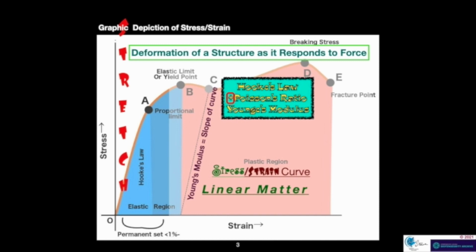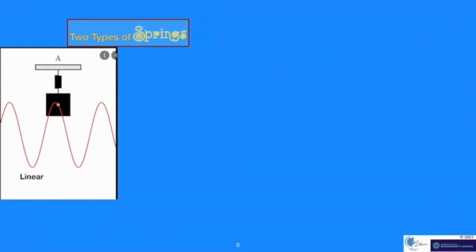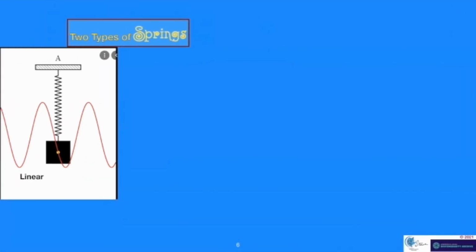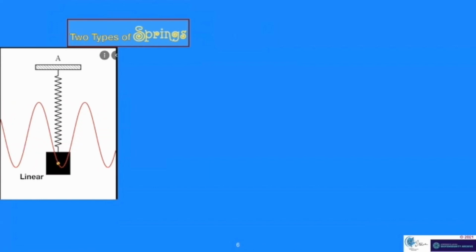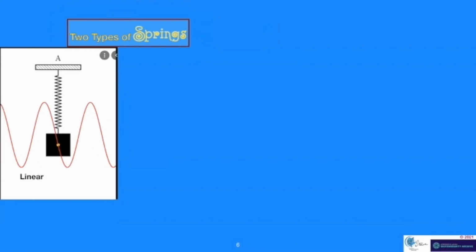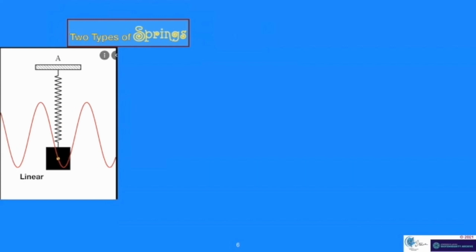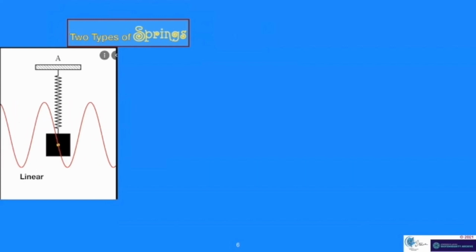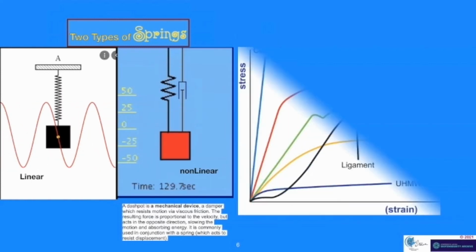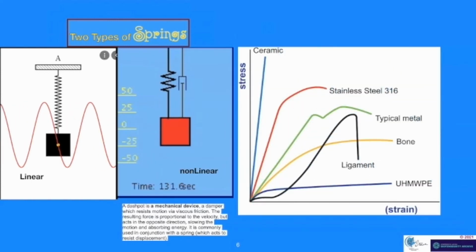There are really two types of springs that we concern ourselves with. One is the linear spring, the normal spring that you're all used to. You pull one end and it goes up and down and follows this very nice sine curve. Everything goes up and down equally. And then you have the nonlinear spring, which is modeled with a spring and dashpot.